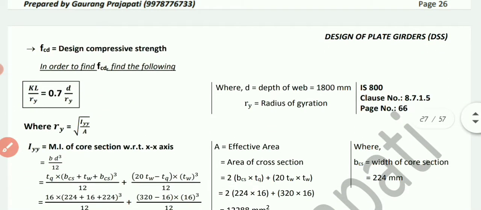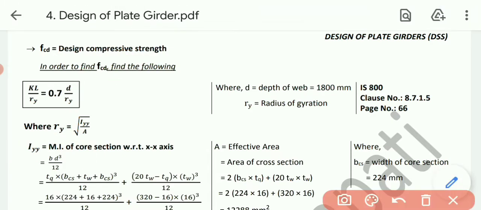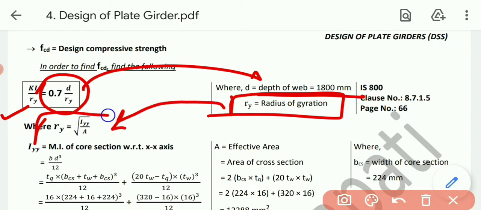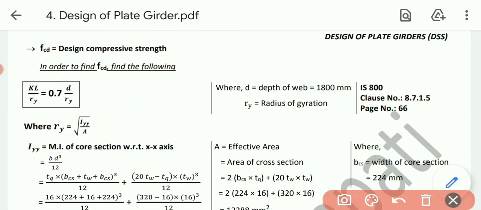For that we will need the slenderness ratio, KL by ry. In order to find the fcd, find the following. KL by ry, that is slenderness ratio, formula stands for 0.7 D by ry. Talking about D, that is the depth of web, that is 1800 mm. Now ry, that is the radius of gyration, and the radius of gyration's formula from the MOS we are using, ry equals root of Iyy by A. So I will need the area as well as Iyy of the highlighted portion.